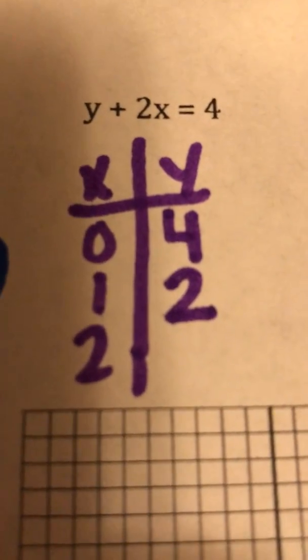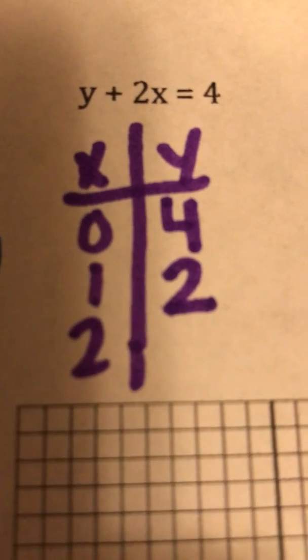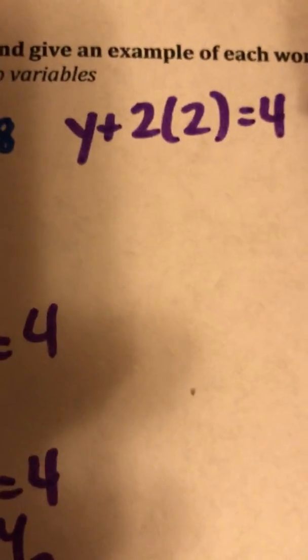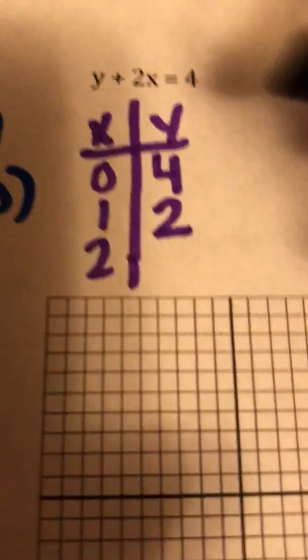Okay, last one. Y plus 2 times 2 equals 4. Okay, 2 times 2 is 4, so y plus 4 equals 4. Now we need to isolate the y. So we subtract 4 to the other side, and we end up with y equals 0. All right.